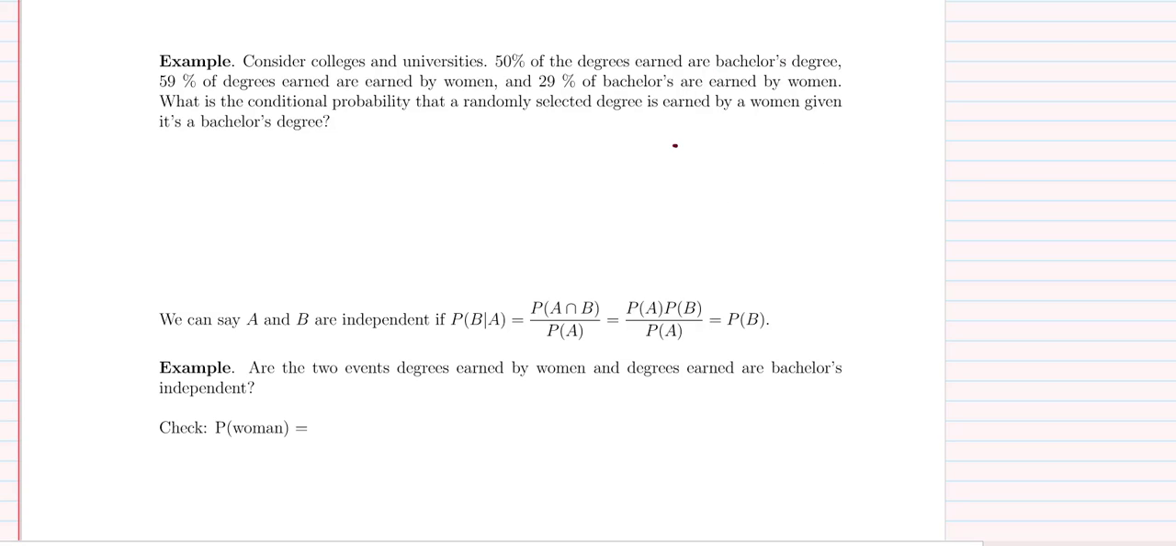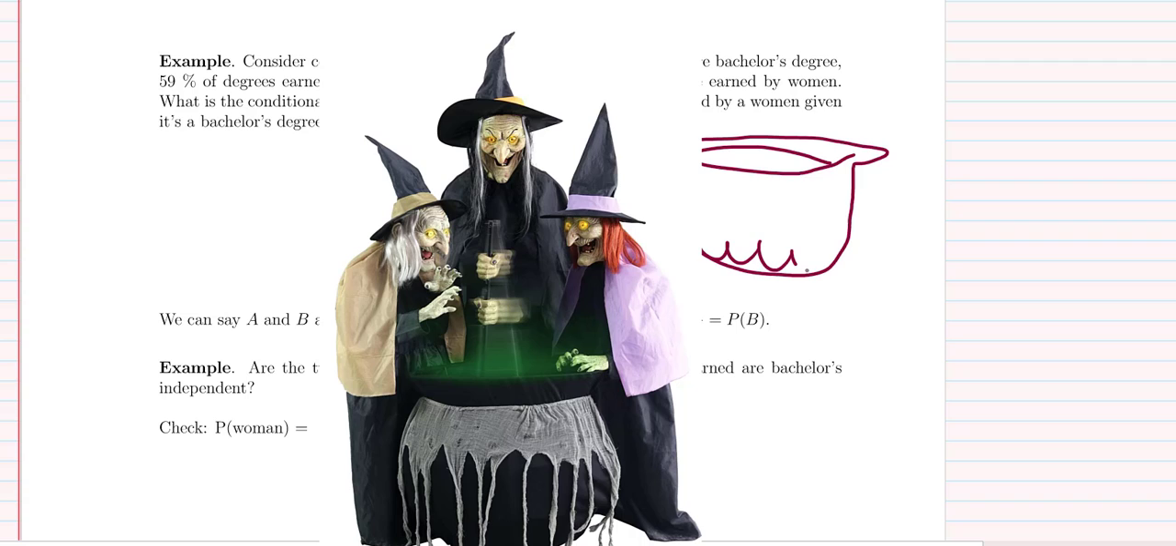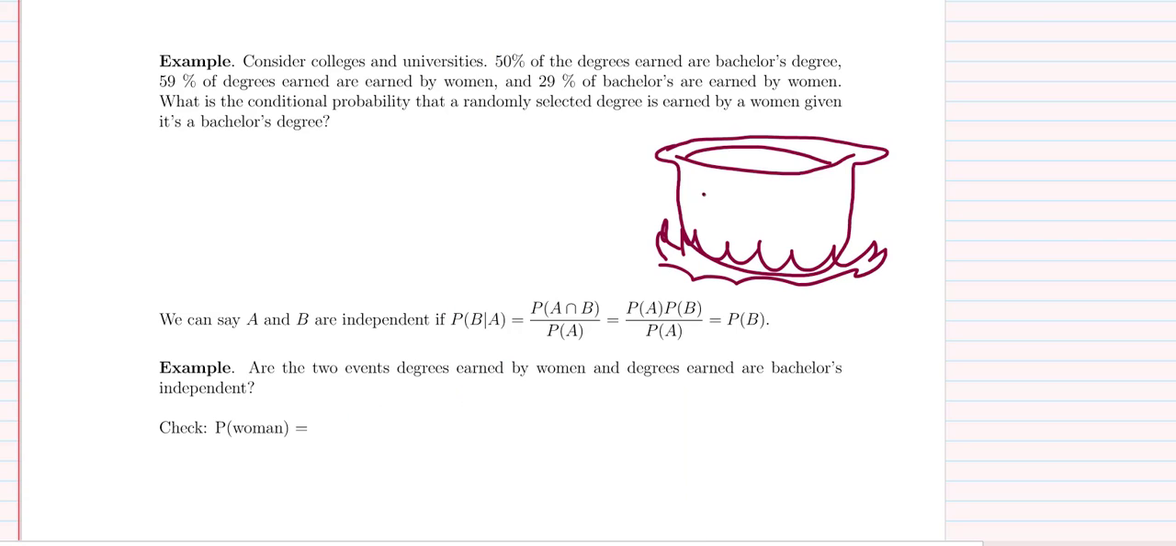Okay, so imagine we have this pot. Here's a pot. Let's pretend it's a witch's pot. Alright, so this pot is the pot of degrees. Alright, and so let's say there are PhDs, there are masters, and then there are bachelors and associates. Okay, so we're talking about all colleges and universities. Those are the 4 types of degrees you can get. So P is for PhD, M is for masters, B is for bachelors, and A is for associates. Alright.